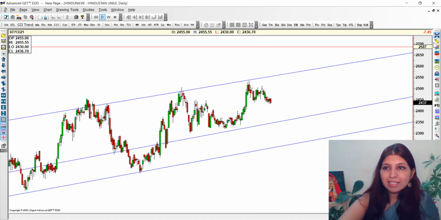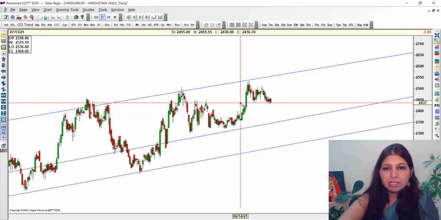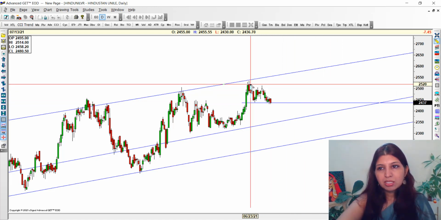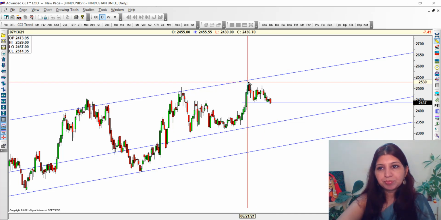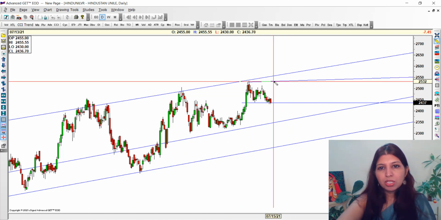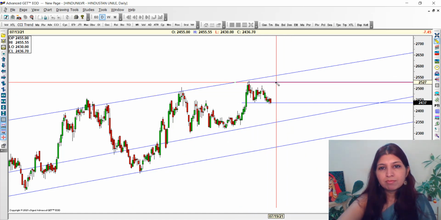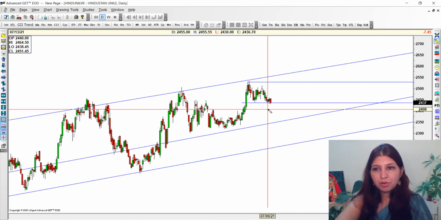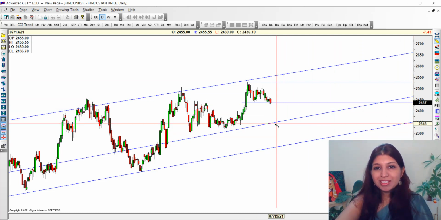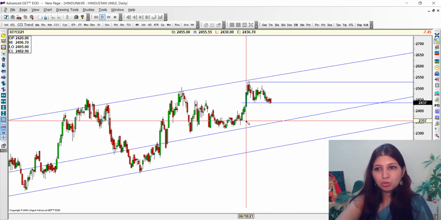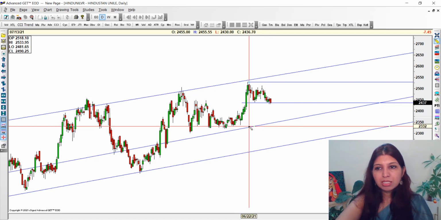So here, let's measure the height of this triangle. The base is here, and the top is approximately here. It depends from trader to trader whether he wants to take the wicks or not. So here, this is approximately about 100 points. Going down 100 points from 2437 brings us to 2337, which is approximately here.